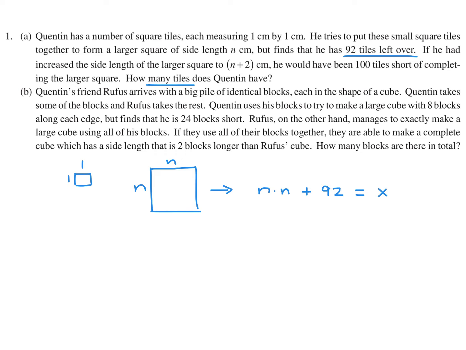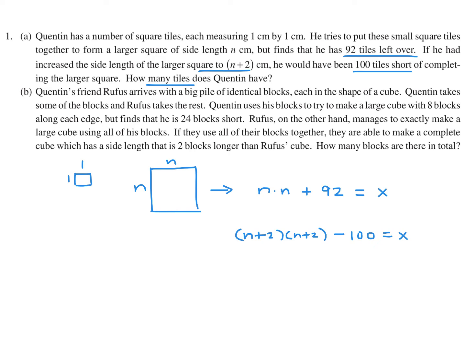Okay, that's the first part. The second sentence says that they increase it now to an n plus 2 sided square. So now the area would be n plus 2 times n plus 2, right? But this situation is 100 tiles short, so we have to subtract 100 from that, and that is equal to x. So that's basically the setup, and then now it's just solving these two equations.